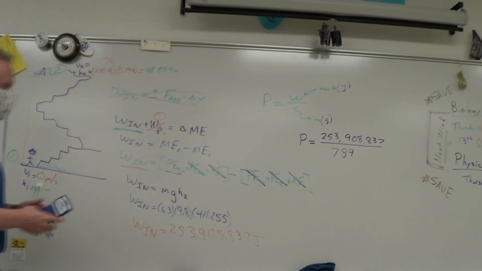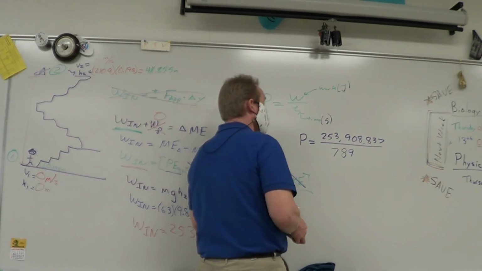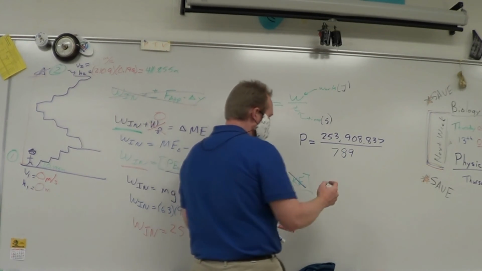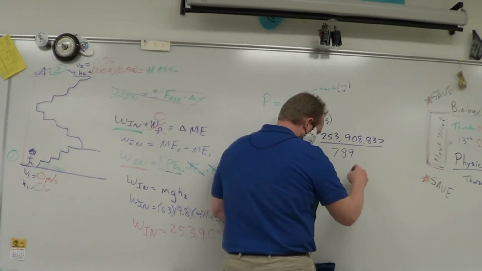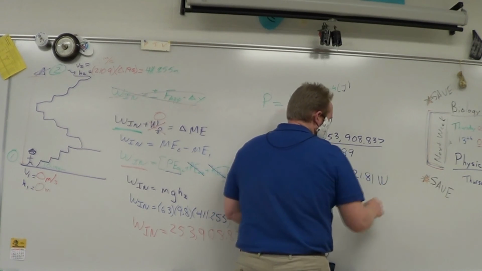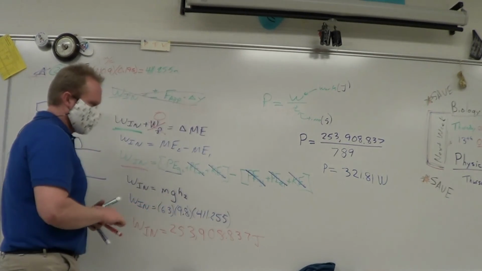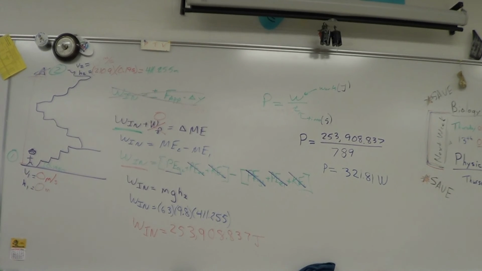So when we take 253,908.837 and we divide by 789 seconds, we get a power of 321.81 watts. Assuming I did all my calculations right. Yeah, I think I'm good.